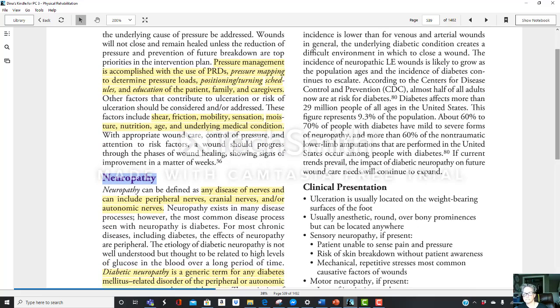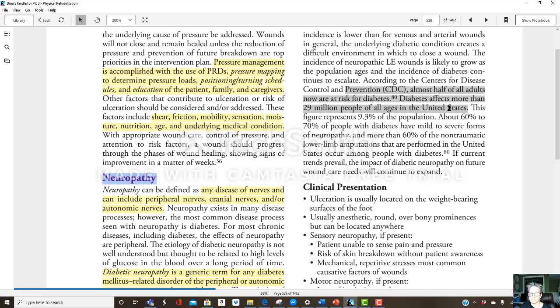The incidence of neuropathic wounds is likely to grow as the population ages and the incidence of diabetes continues to escalate. According to the Centers for Disease Control and Prevention (CDC), almost half of all adults now are at risk for diabetes. Diabetes affects more than 29 million people of all ages in the United States. This figure represents 9.3% of the population.